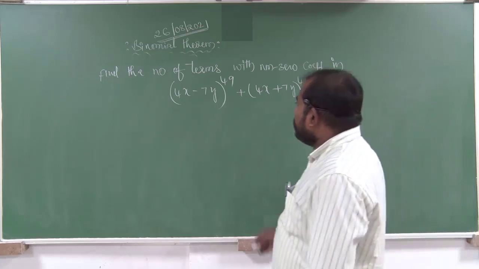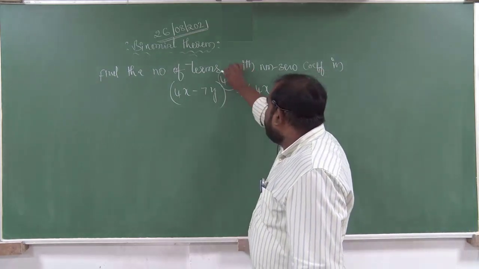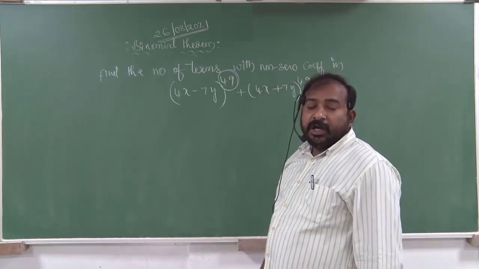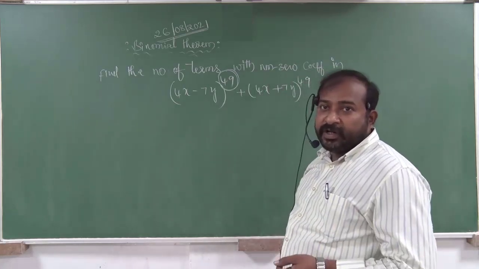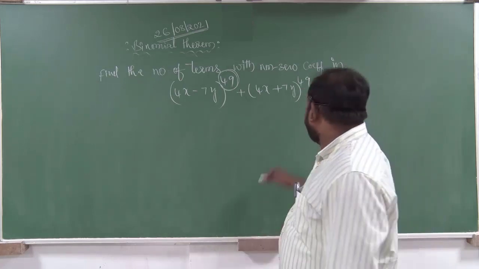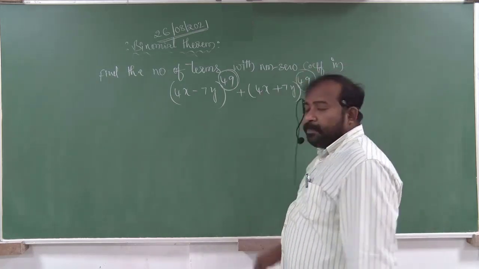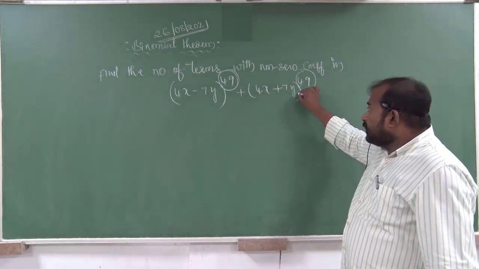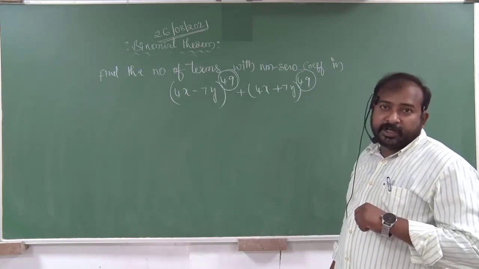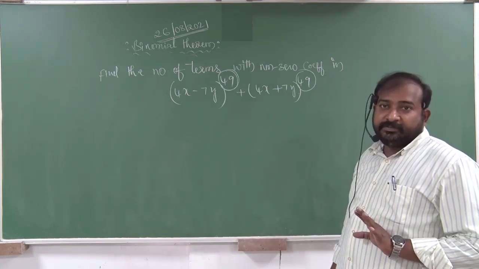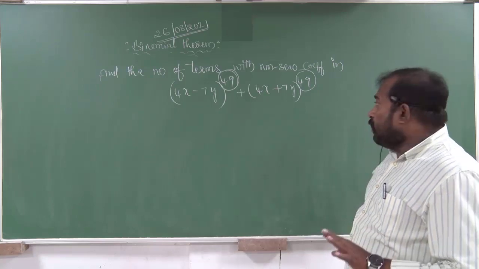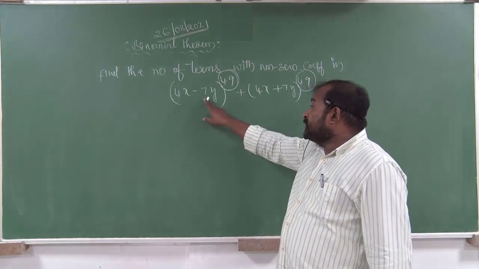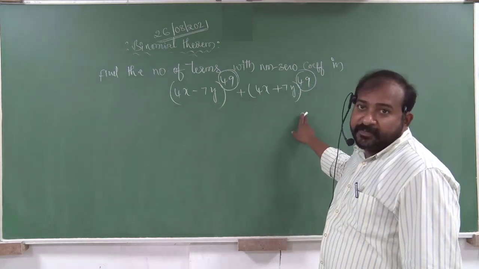Listen, first of all, power 49 is there. Power 49 means how many terms will be there? 50 terms. Here also power 49 is there, so in this expansion also 50 terms are there. Got it now? Now can we say 50 plus 50 is 100? No. Here 4x minus 7y is there, 4x plus 7y is there.